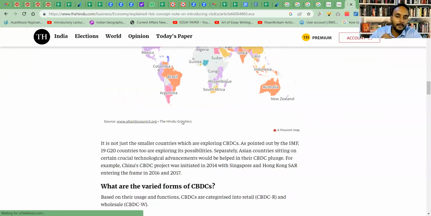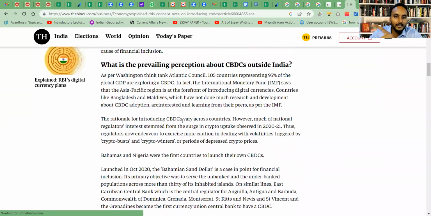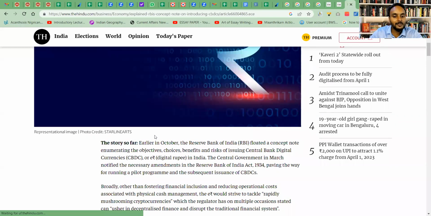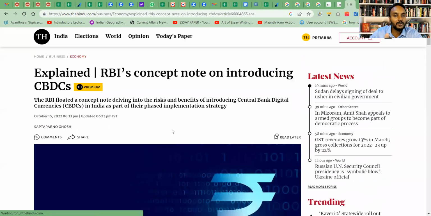What the monthly magazine does is take this and make it concise. Second, in this particular article, you know what question can come? It's not about CBDC itself. The question will be with respect to how digital currency is different from cryptocurrency.